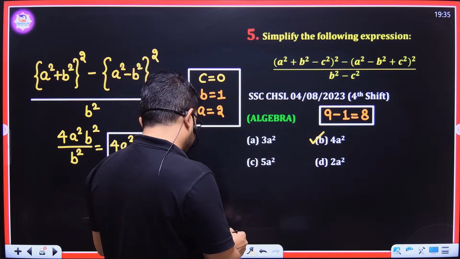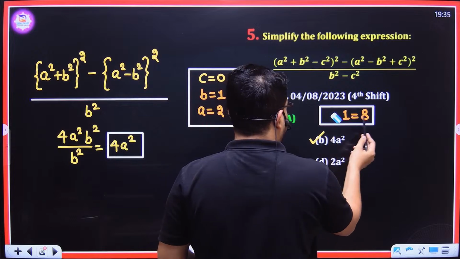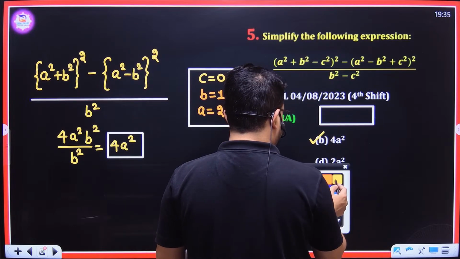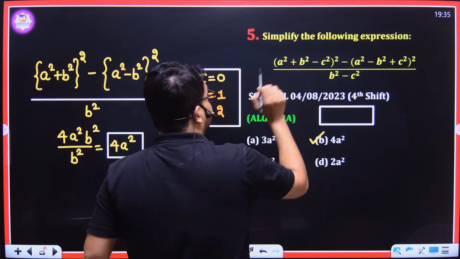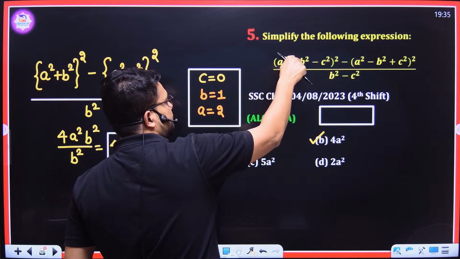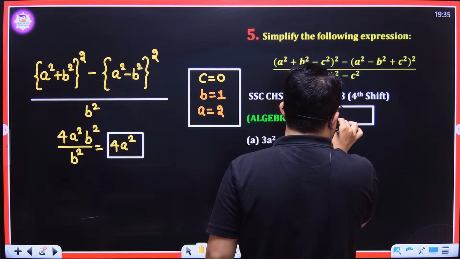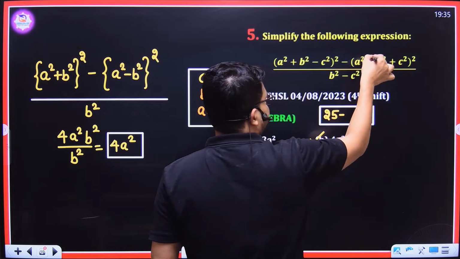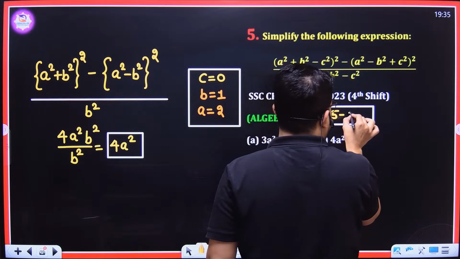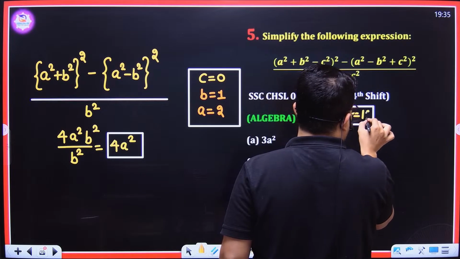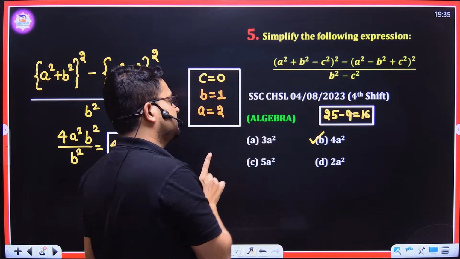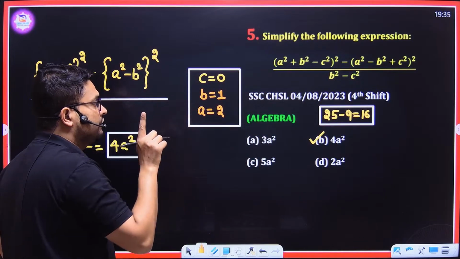See what mistake we have done? We have done a blunder. Here we have to calculate a square. A square is 4, 4 plus 1 is 5, 5 square is 25. So 25 minus, here we have what? 2 square 4, 4 minus 1, 3, 3 square 9, that is equal to 16. So option number B will give us the same answer, or we can put a equal to 1 also.